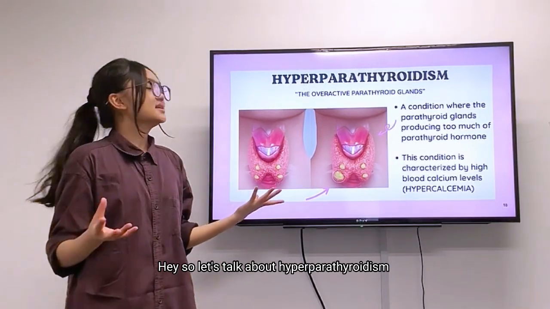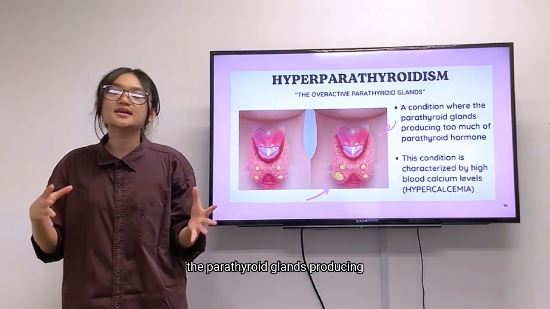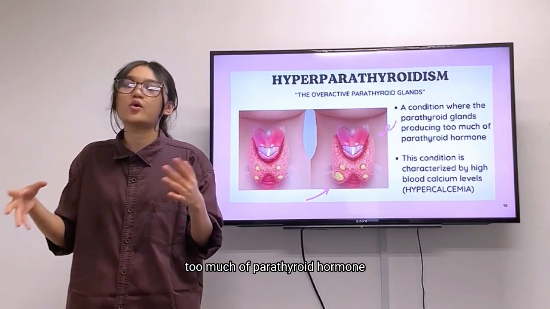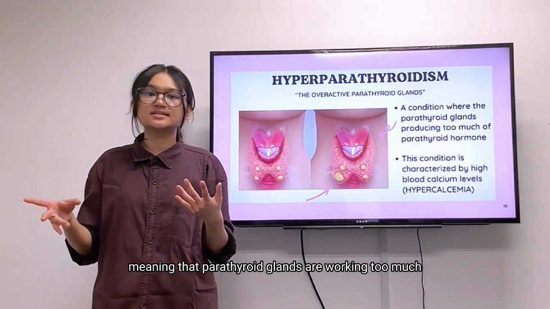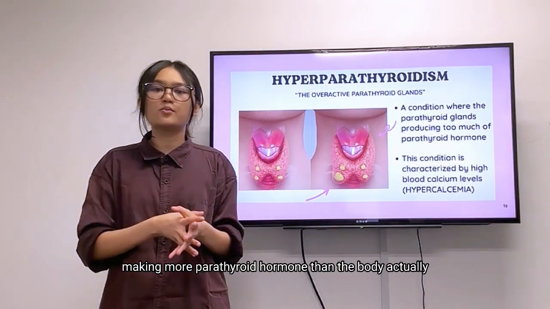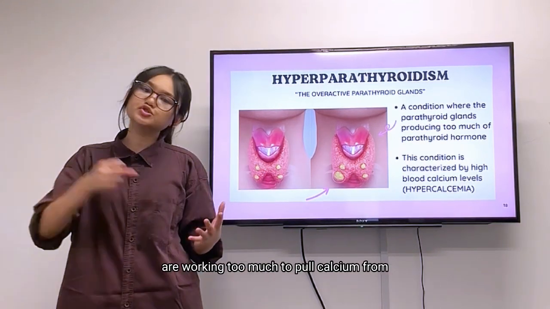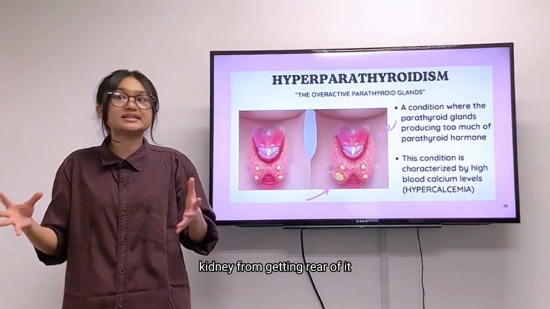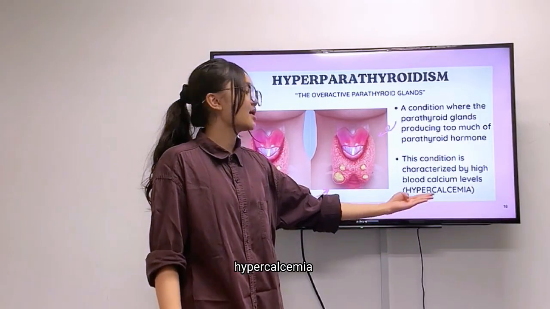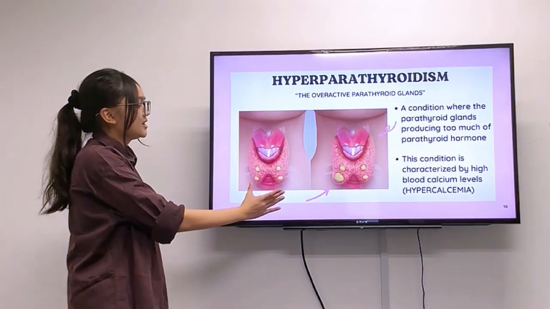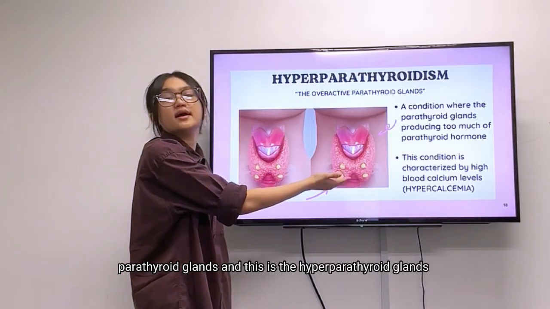Okay, so let's talk about hyperparathyroidism. Hyperparathyroidism is a condition where the parathyroid gland produces too much parathyroid hormone, or as you can say, overactive parathyroid glands, meaning that the parathyroid glands are working too much, making more parathyroid hormone than the body actually needs. For example, when the parathyroid glands are working too much to pull calcium from bones or to stop the kidney from getting rid of it, this leads to too much calcium in the blood, as you can say, hypercalcemia. So in this picture, this is the normal parathyroid glands, and this is the hyperparathyroid glands.